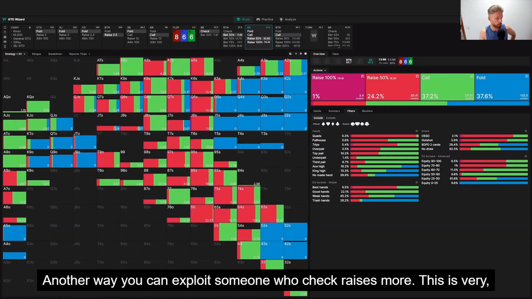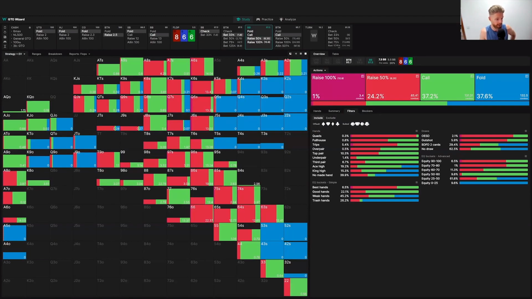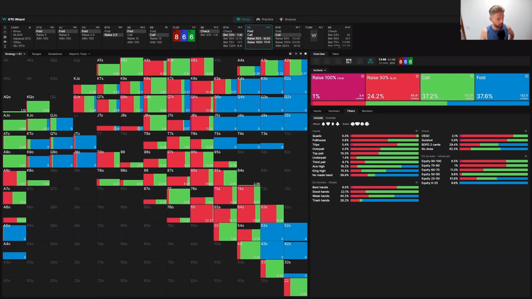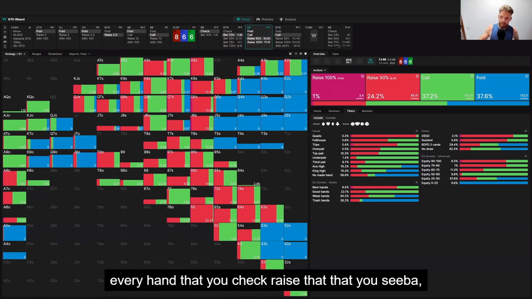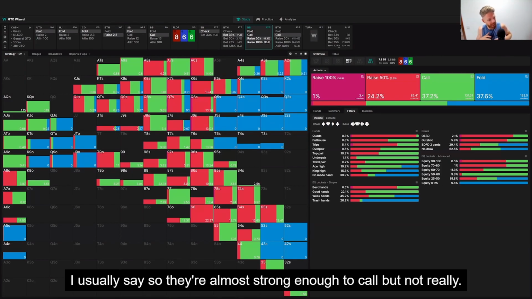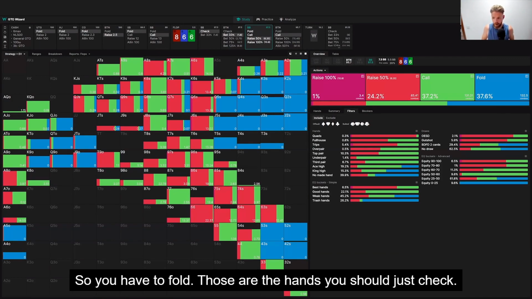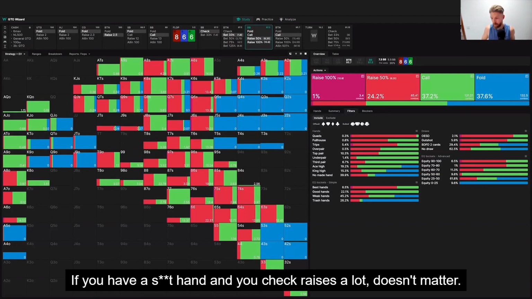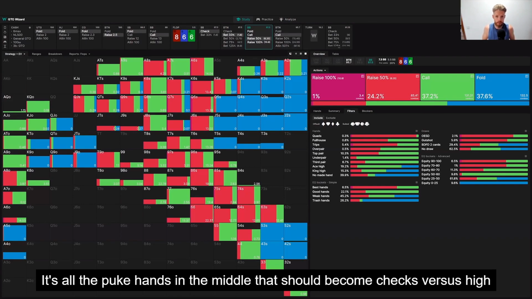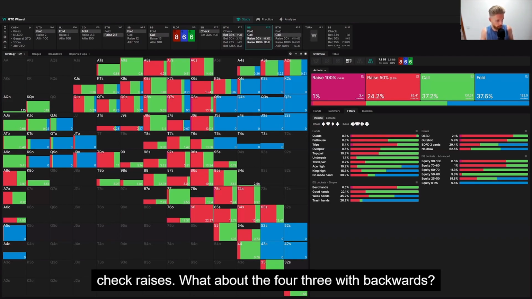Another way you can exploit someone who check raises more is a very easy adjustment. If you have a hand that you c-bet, he check raises, and you kind of puke fold, I usually say. So they're almost strong enough to call, but not really, so you have to fold. Those are the hands you should just check. If you have a bad hand and he check raises a lot, it doesn't matter. You just c-bet, and if he check raises, you just fold, or if you call, it also doesn't matter. It's all the puke hands in the middle that should become checks versus high check raises.